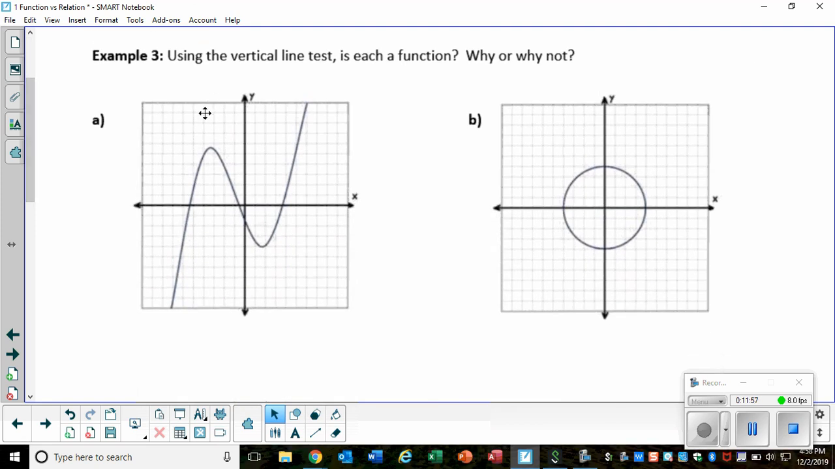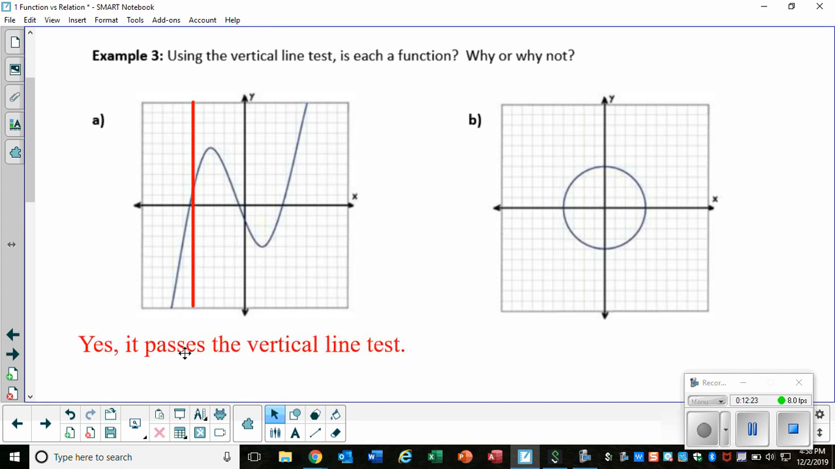So if I draw a vertical line, and it shouldn't matter where I draw a vertical line. If you need to, you can draw multiple vertical lines to test it out in multiple places. But if it crosses in more than one on any vertical line, it's not a function. I can't remember where I drew my vertical line. Here it is. So here I draw my vertical line. It's crossing right here. Okay? And nowhere else. So because it only crossed once, this is a function. It passed the vertical line test.